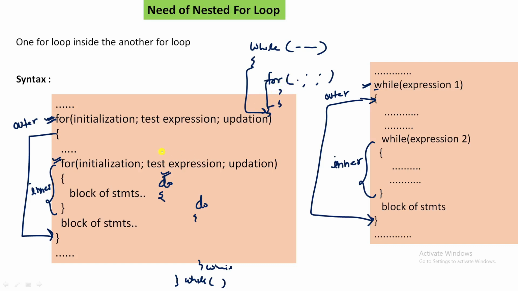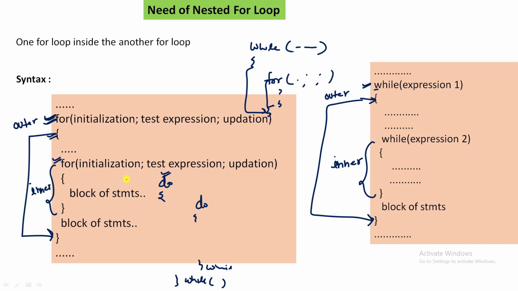Now, before going to understand with the help of an example what the need of the nested for loop is, here you can see that this is one for loop, right? And this is the block of statements for this for loop, or you can say this is the body of this for loop. So this for loop starts here and the body ends here. These block of statements are for this particular for loop.